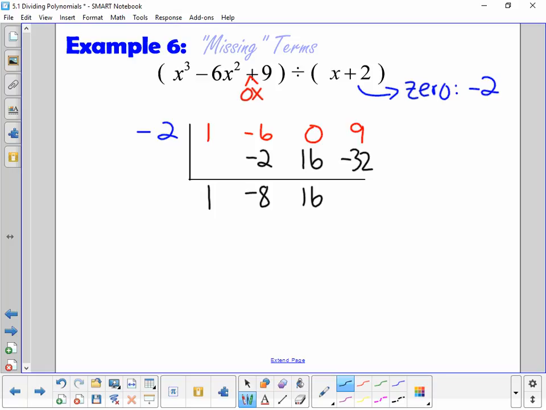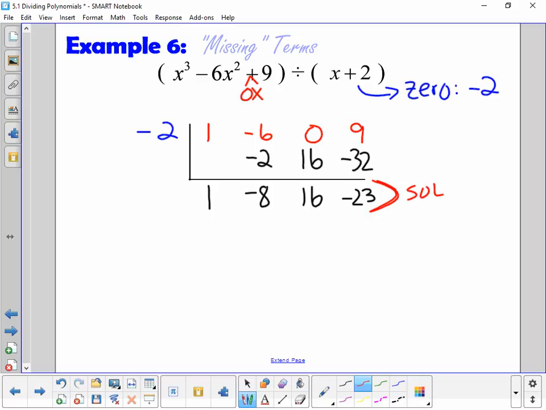So let's see, 9 minus 32 is, I think, negative 23. Oh, I went the wrong direction. Wow, I'm so tired today. Let me walk all the way across the room and get a calculator because I didn't do that right. Maybe I did do it right. I don't know. 9 minus 32. I did it right.